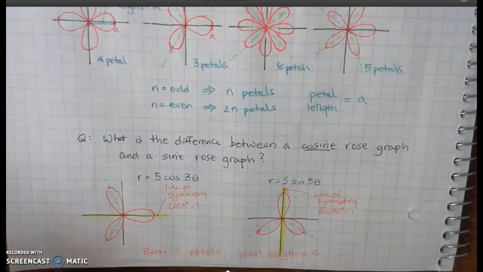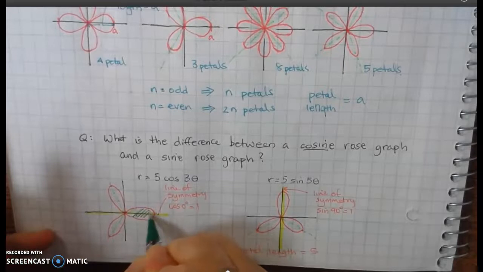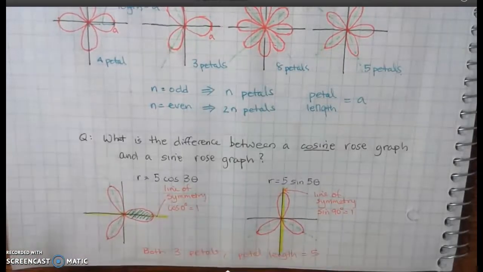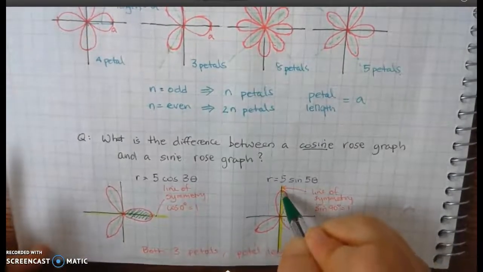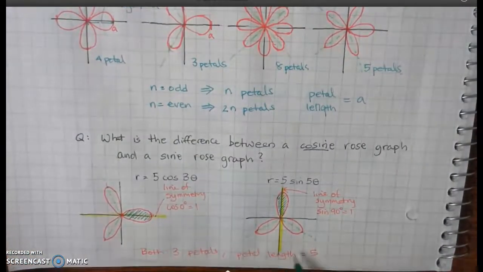If you are dealing with cosine, you are going to have a paddle on this, whereas if you are dealing with sine, you always have a paddle in this position, and the rest gets formed by the number of paddles.